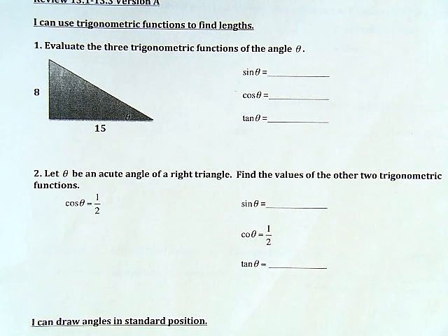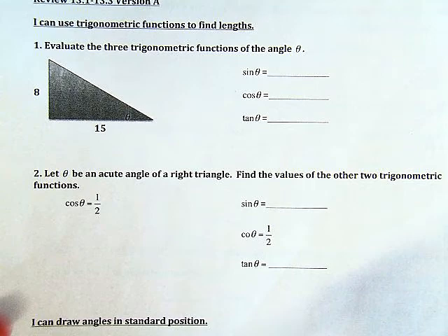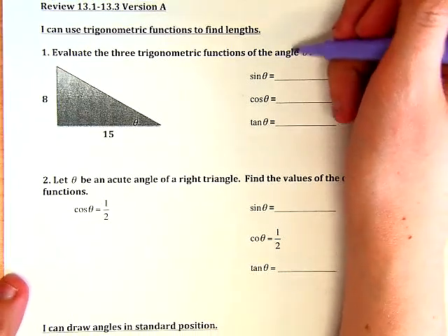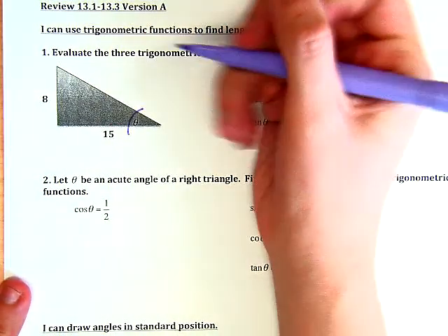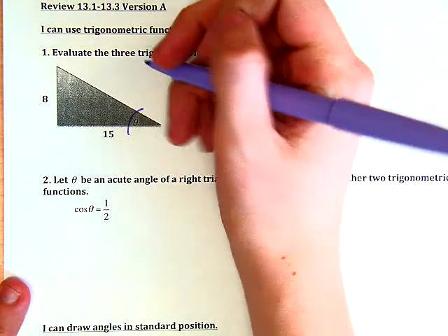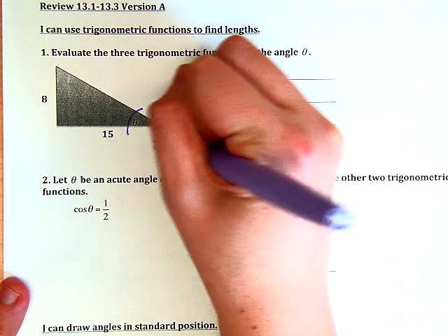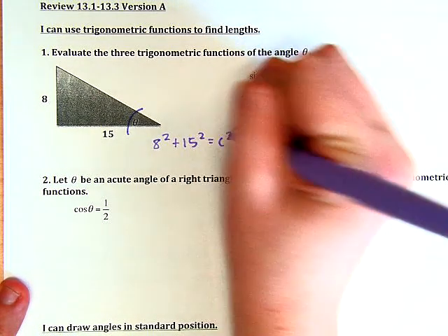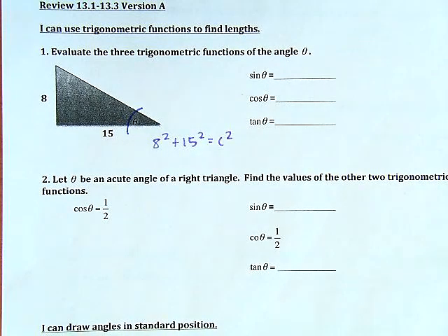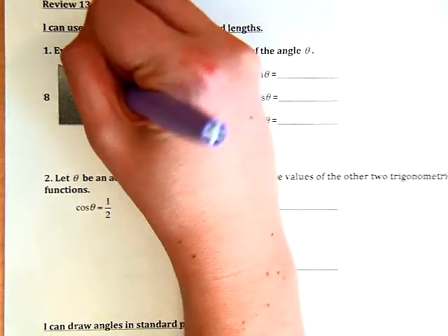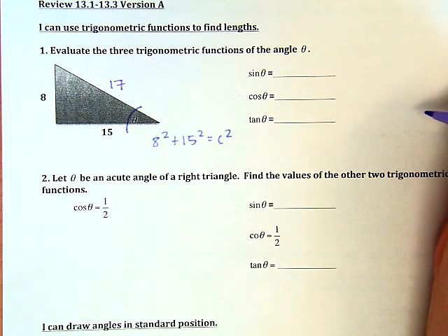Okay, we're doing the 13.1 to 13.3 review sheet. Looking at number 1, it says evaluate the 3 trig functions. It gives you the triangle. Here's my angle right here. I need my third side, so I gotta do a squared plus b squared equals c squared. Do that to figure out what your third side is. And luckily, when you take the square root of that, it's a nice number, 17.